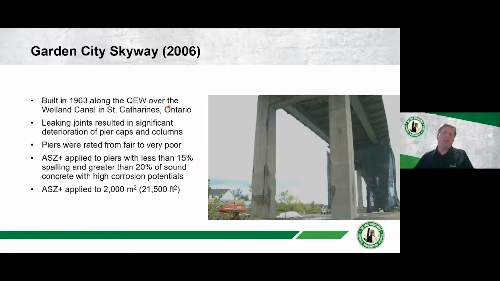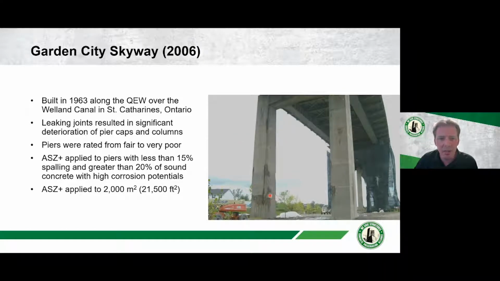So we've got the Garden City Skyway. It was built in 1963 in St. Catharines, Ontario. Leaking joints resulted in significant deterioration of pier caps and columns. So just like we pointed out in some earlier slides, we've got some really rough areas. Piers are rated fair to very poor, and they applied arc sprayed zinc to the piers and columns. And this project, 2,000 square meters or 21,000 square feet.